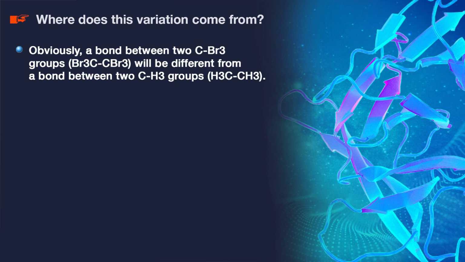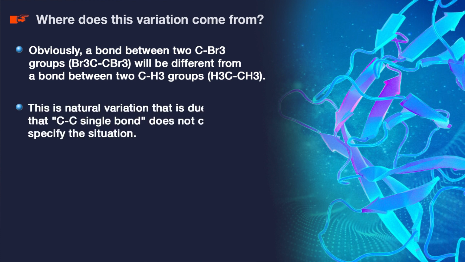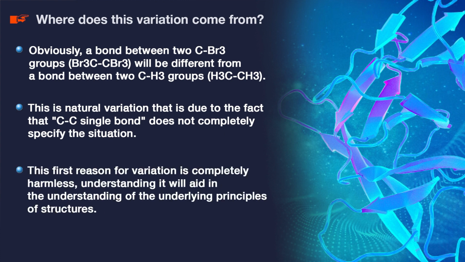Obviously, a bond between two carbons in a CBr3 group or a group of CCC will be different from a bond between two CH3 groups, a CH3-CH3 bond. This is natural variation, which is due to the fact that a CC single bond does not completely specify the situation. This was the very first reason for variation, which is completely harmless, and understanding it will aid the understanding of the underlying principles of the structure to be refined or to be validated.